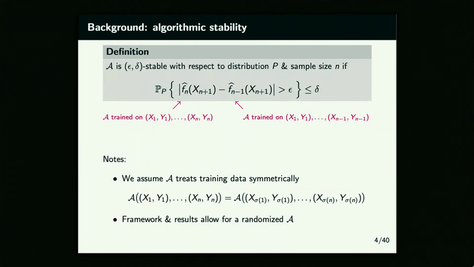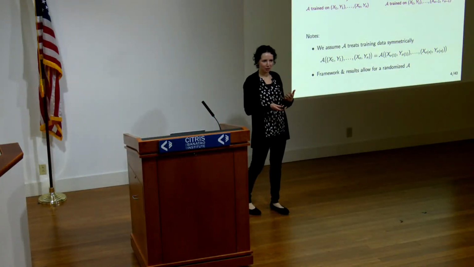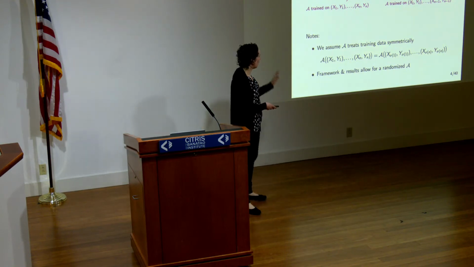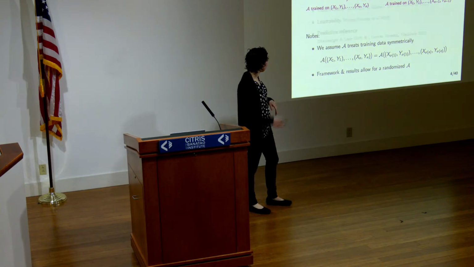Okay, just a few notes. I'm writing this as though the algorithm's deterministic, but the framework can easily be extended to randomized algorithms, so things that use some form of randomization like stochastic gradient descent. I'm also only considering the symmetric case where the algorithm does not care in what order you feed it the training data. Again, in the randomized setting, SGD does care, but on average it doesn't care because it randomly shuffles the data. This can be handled in the framework, but I won't write that down to not have too messy notation.